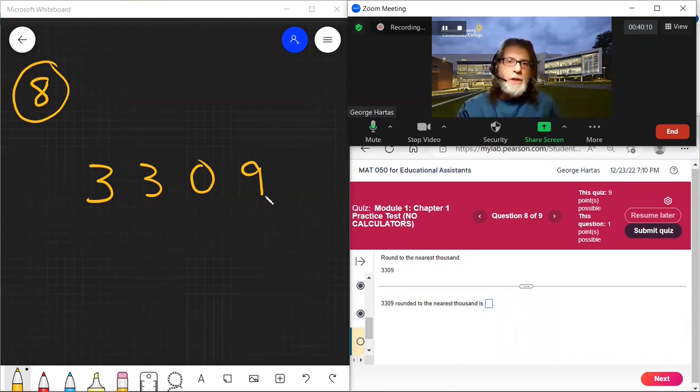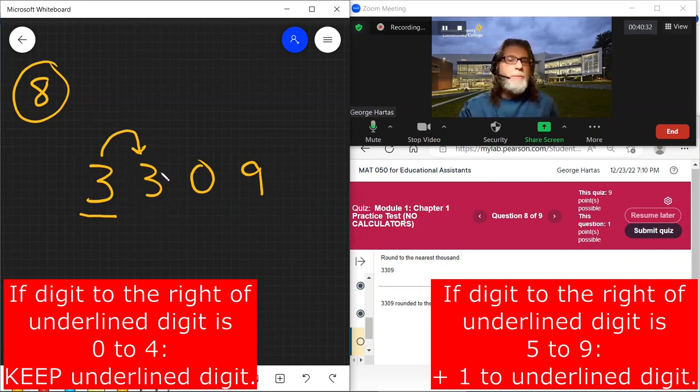We start from the right. This is the ones, tens, hundreds, 1,000. So I recommend you underline the digit they want you to round to. What you do next is you look to the digit to the immediate right. If this digit is between 0 and 4, we keep the underlined digit. If this digit is 5 to 9, in that range, then we add 1 to the underlined digit.